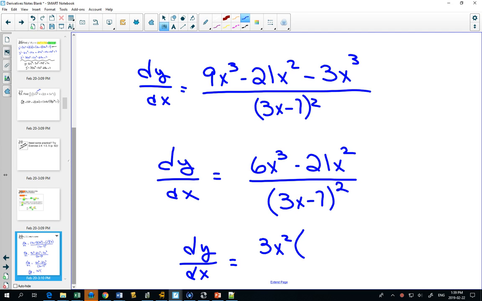And the reason I factor my numerator is to see if a factor that I'm left with would simplify with a factor on the bottom. But after taking out the 3x squared, I'm left with 2x minus 7, which is close, but not equal to 3x minus 7. And so I would be able to say at this point, it is simplified because nothing cancels out further.